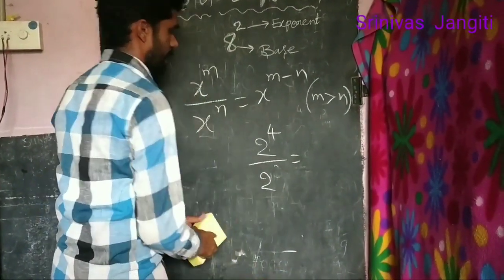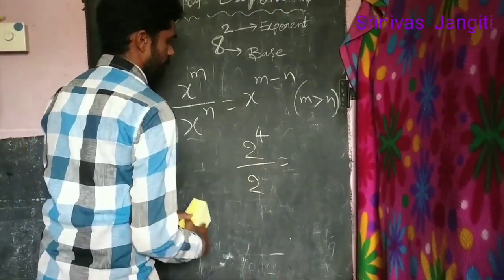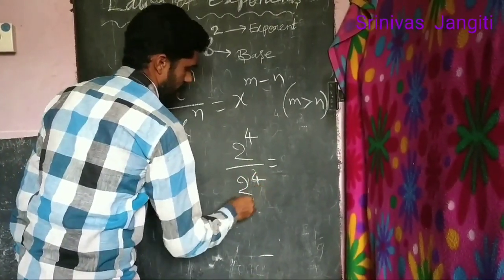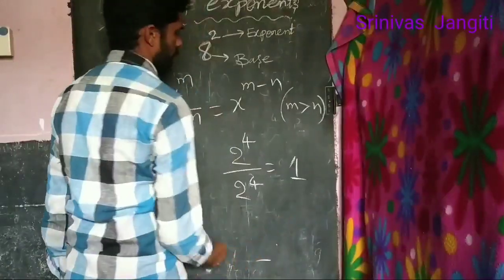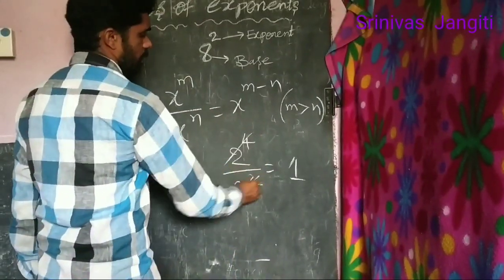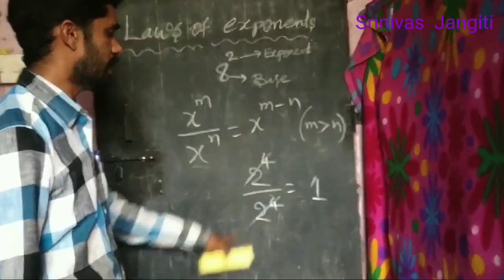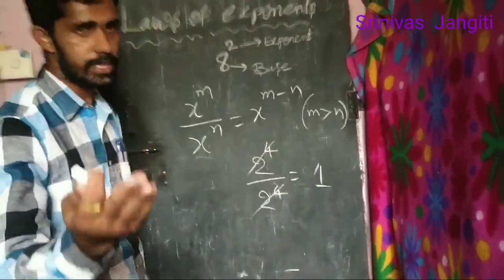What is the reason? Another example. Suppose both are equal, m and n are equal. What happens here? 2 to the power of 4 by 2 to the power of 4. So what is the result? It is 1. Why? Because of so simple. Simple calculation. When m and n are equal, then the result is 1.